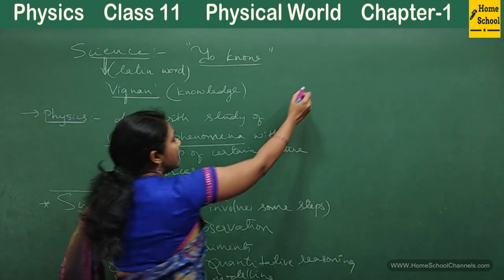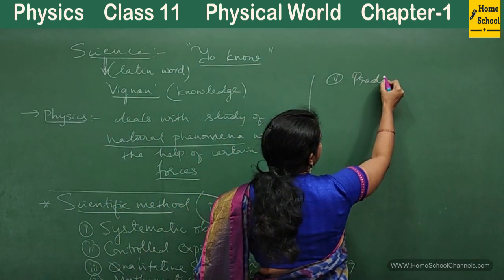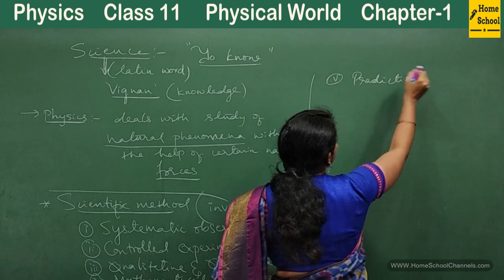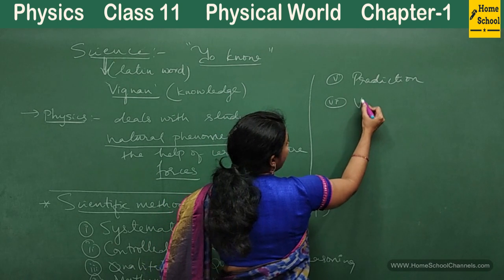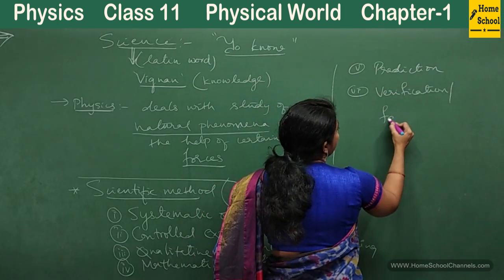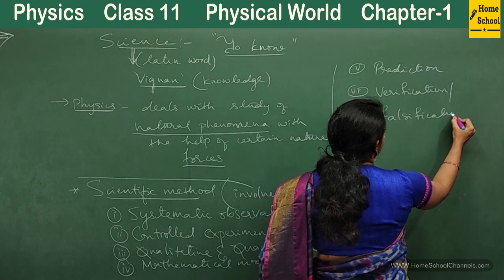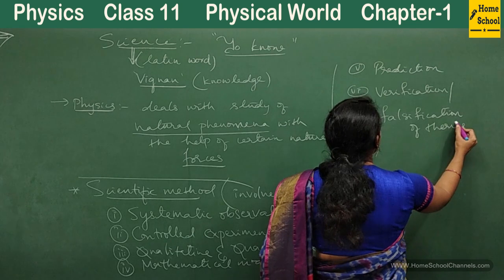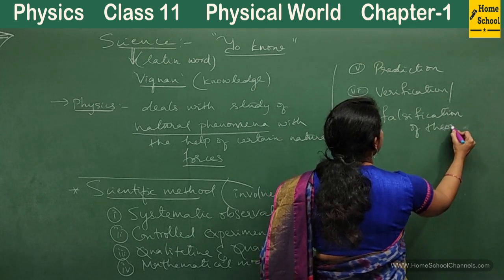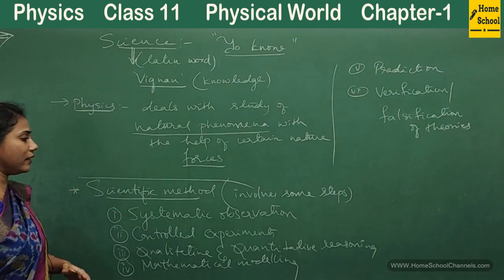After that comes the next step, prediction. We must be able to predict the phenomena carefully, and finally comes verification, falsification of theories. Actually, these are the different steps included under the scientific method, right?